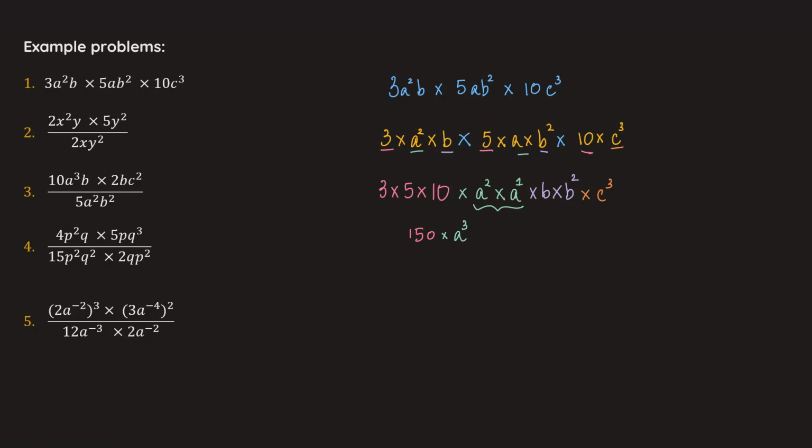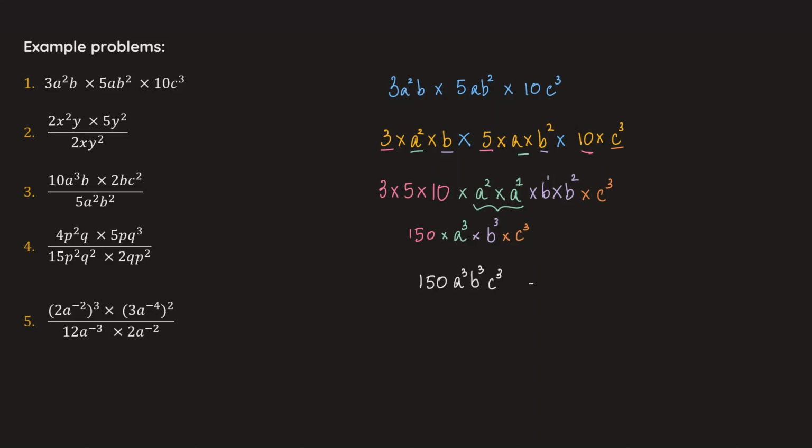And then we have b and b squared. Again, there's a power 1 here. So when you multiply b and b squared, same base, the powers add, that is b to the power 3. 1 plus 2 is 3. And then I have c cubed. We don't have any other c terms to multiply with, so we're just going to write that down here. The answer can now be written as 150 a cube b cube c cube.